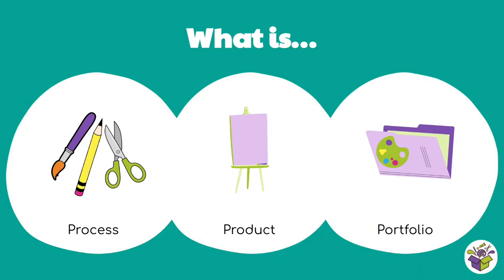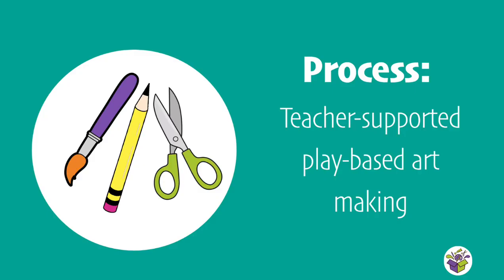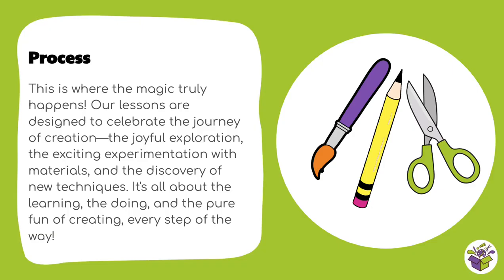So, we are going to just learn a little bit about what we mean by the three P's, or process, product, and portfolio. You will notice these icons that go along with each of these concepts. So the process is going to be a teacher-supported play-based art making. When students are invited to do a process project in MoxieBox Art curriculum, what they're asked to do is learn a new concept or a new skill or something that they're practicing with the teacher first. So this is going to be very supported by the teacher to begin with.